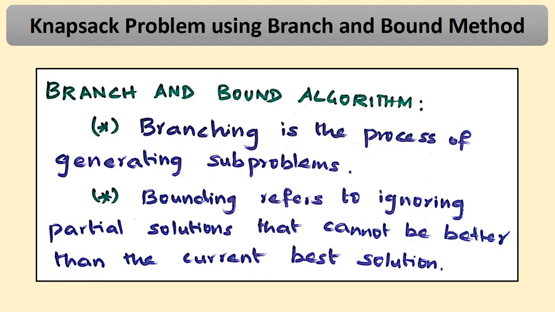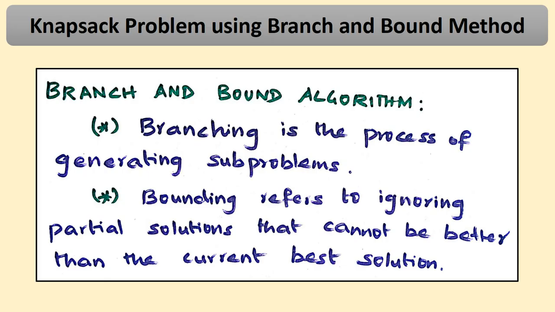First of all, what is the meaning of branch and what is bound? In general, what is the meaning of branching in trees? In trees we have several branches, right? Likewise, if we have a main problem, a big problem, it can be split or branched into sub problems. So branching is nothing but the process of generating sub problems.